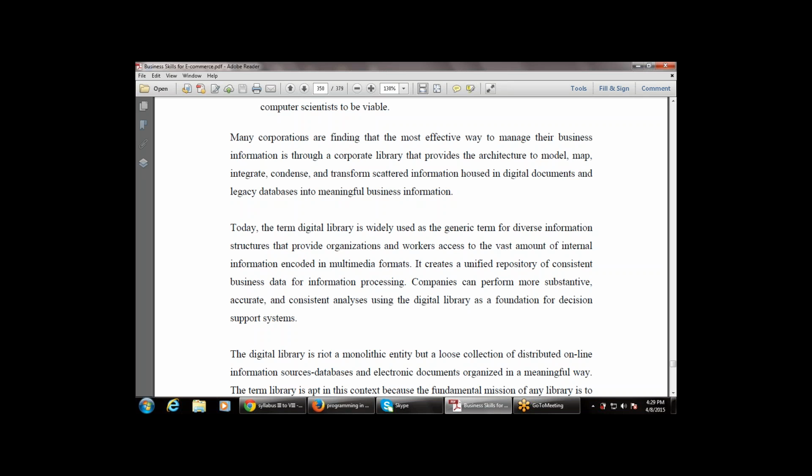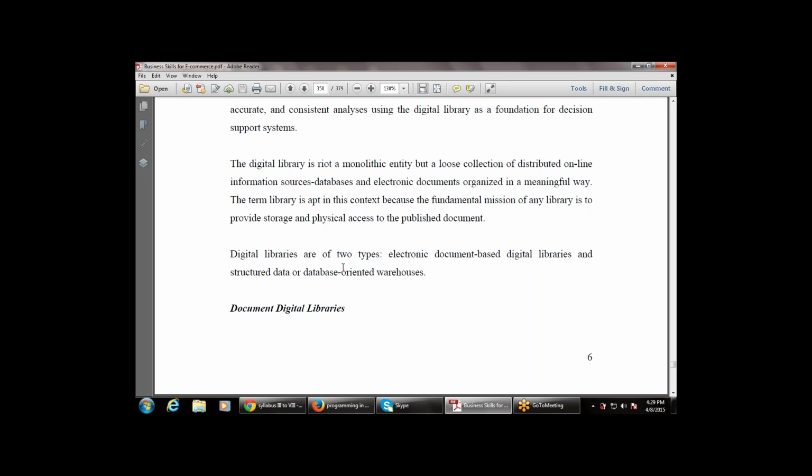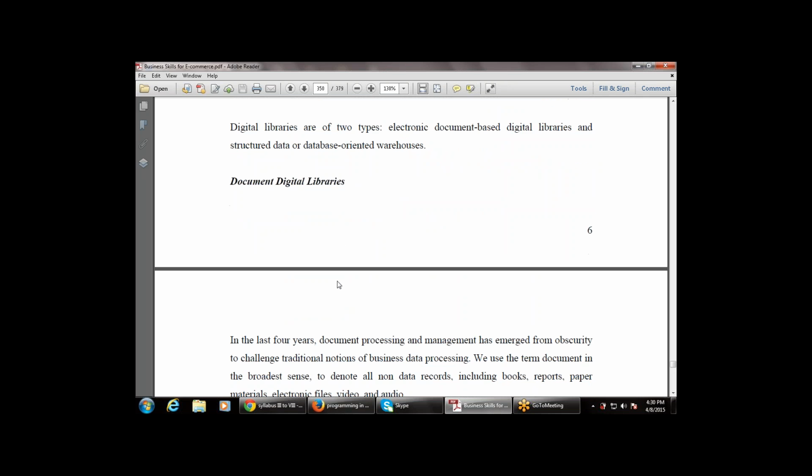Next, the digital library is not a monolithic entity but a loose collection of distributed online information sources, databases and electronic documents that is organized in a meaningful way. So a digital library is a loose collection of distributed online information that can be accessed by anyone. There are two types of digital libraries that we have studied: the electronic document based digital library, and structured data or database oriented warehouses.